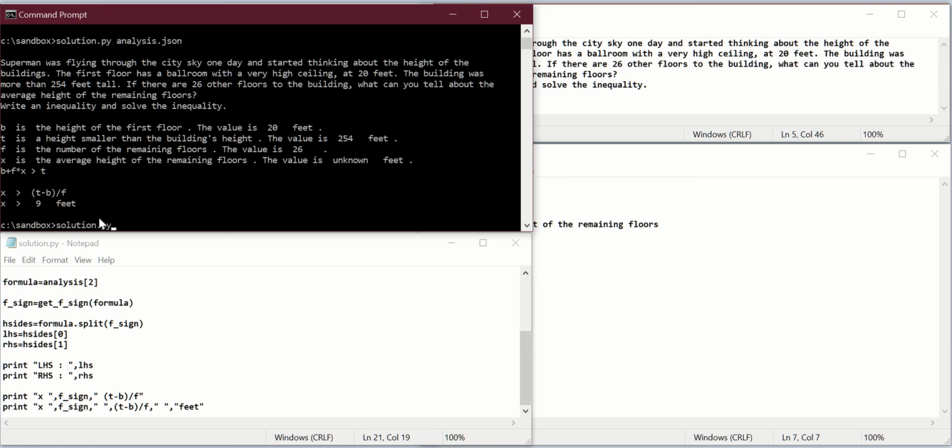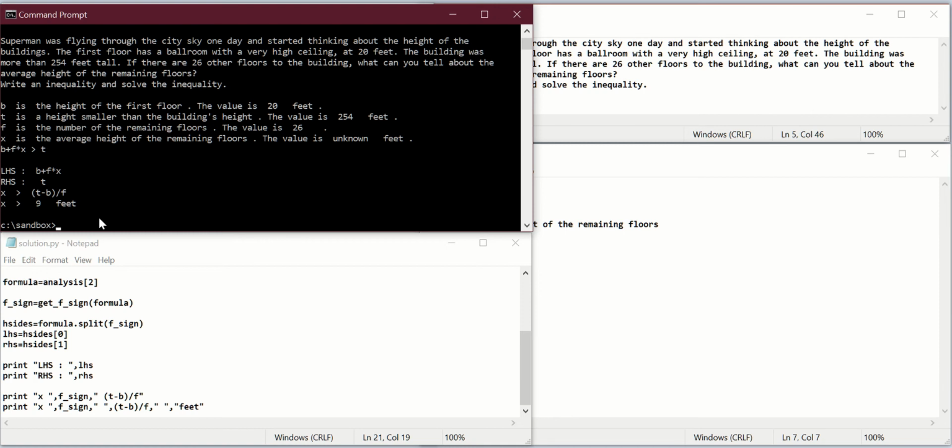So, solution analysis.json. Okay, so here we have LHS b times f plus x and t, and let's just run the other cases just to make sure that everything is right. Very good. Very good again. And the last one.